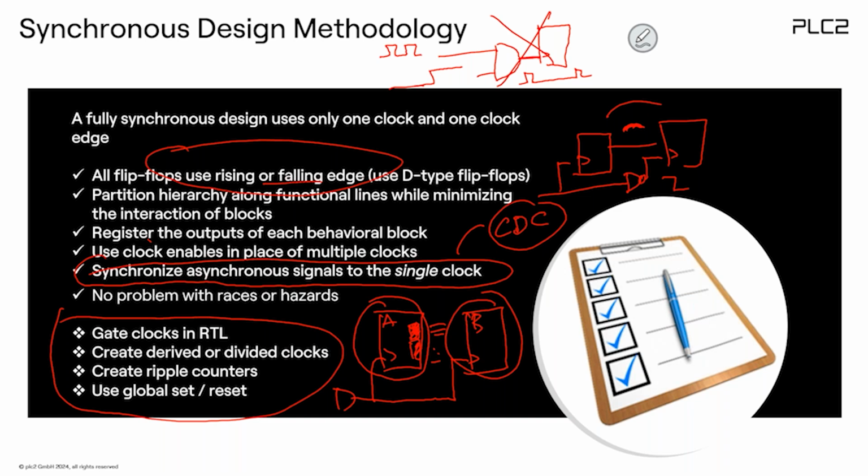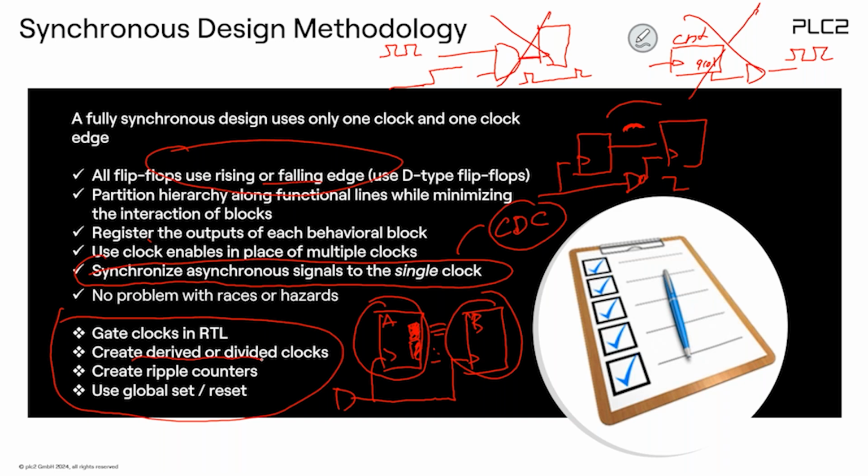Okay. Do not create derived or divided clocks. What you shouldn't do is something like this. You have your counter here, and then you use, I don't know, maybe Q0 of the binary counter, and run this as a clock. Even if it looks good, no, it's not allowed. There are better ways to do it. So this is called: do not generate derived clocks. There are better ways for you to do this.